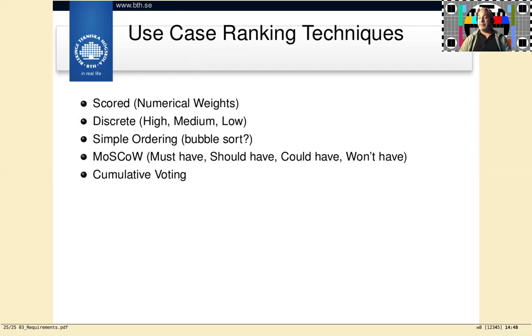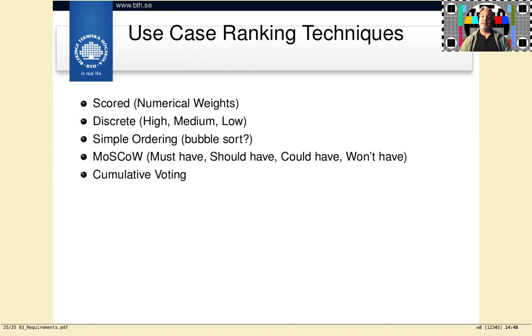So a way of getting around that problem is that you do ordering of some sort. You can use simple ordering like bubble sort. We don't really care about how many points you've got. You've just got an ordered list saying that the top one is the most important one. And I don't care how much more important it is than the second one, because it's still the most important one. It's the one I should focus on first.